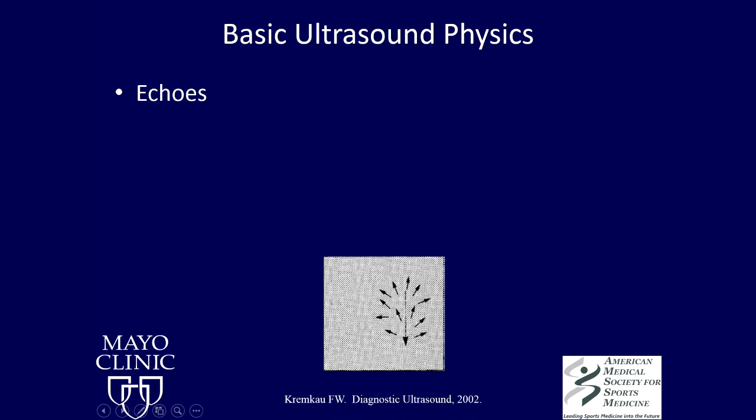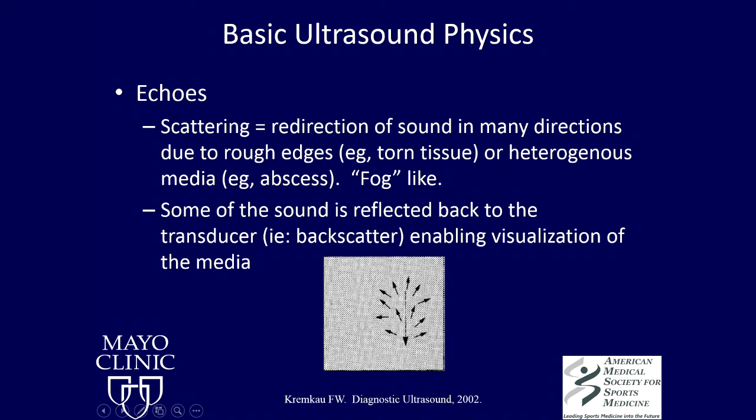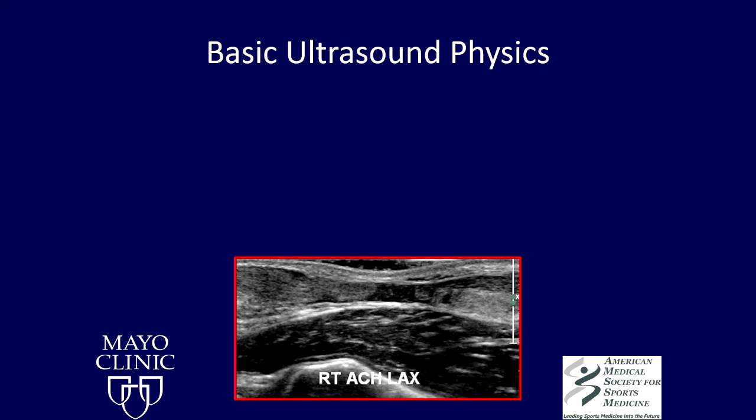But you can also get some reflection when you have a more heterogeneous substance, such as the end of a torn tendon or an abscess. So some of those sound waves are going to reflect back up towards your transducer, and some of them are going to reflect into the distance, and some are going to go out at an angle. But since some does go back up to the transducer, you're going to get somewhat of a fog-like image, and you are actually going to be able to see that. And so it enables imaging of these complex tissues.